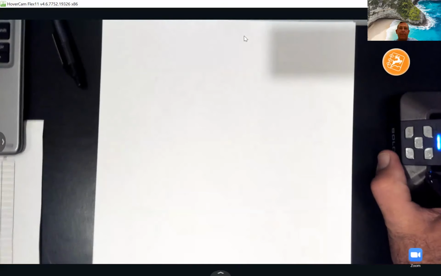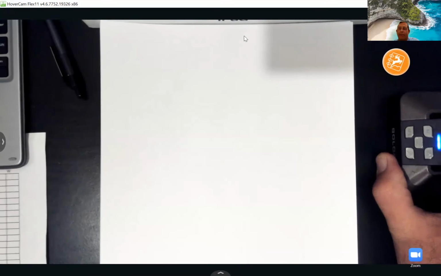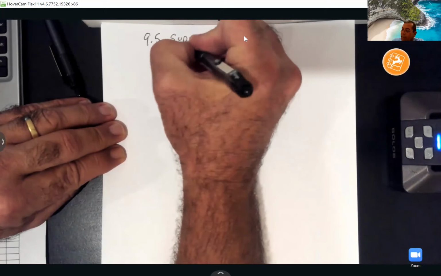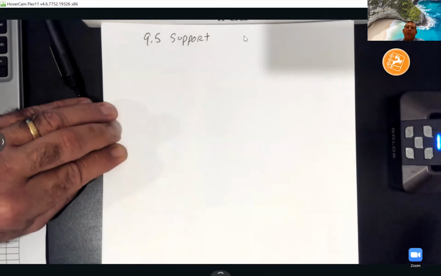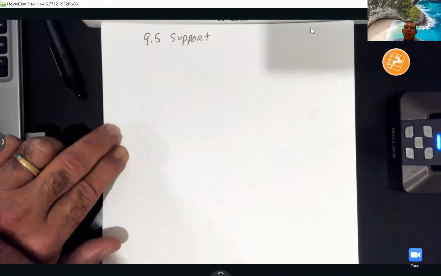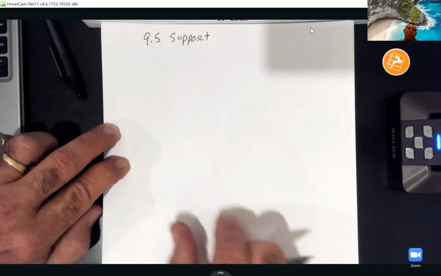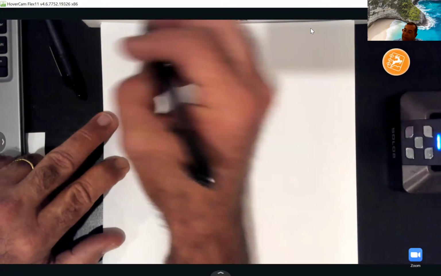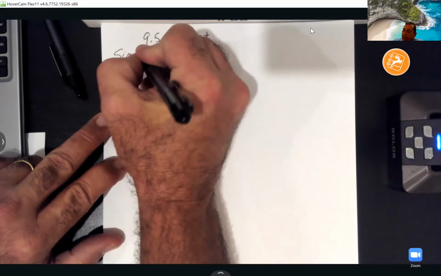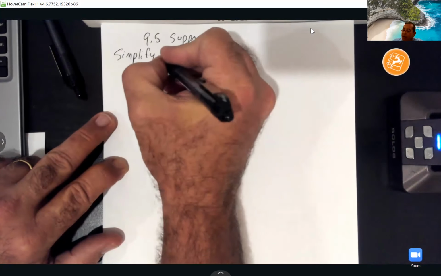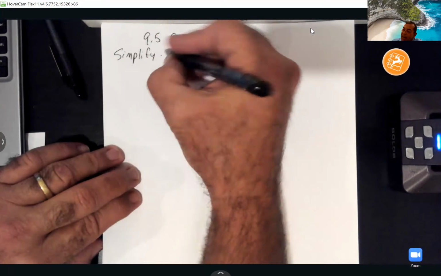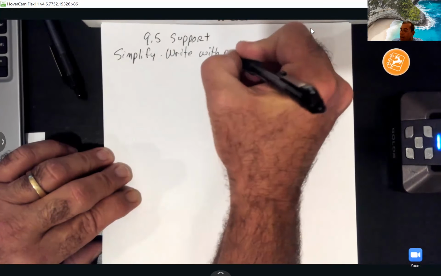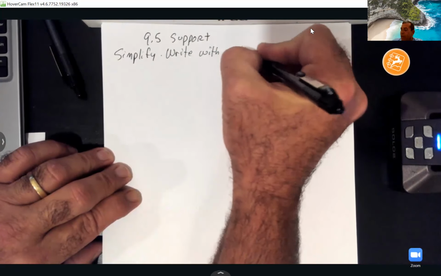All righty, so let me pull that back up. Y'all, this is 9.5 support. It was just getting you used to the exponent rules so that you would know how to simplify some of these. And all these things simplify. But when you simplify, that means write everything with positive exponents.